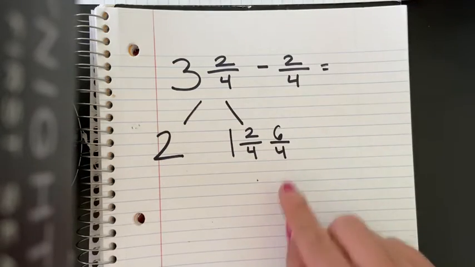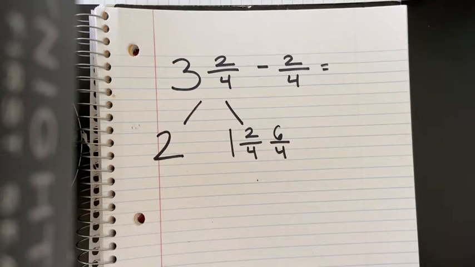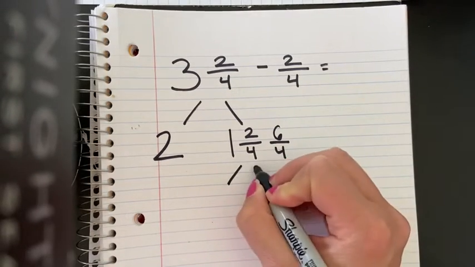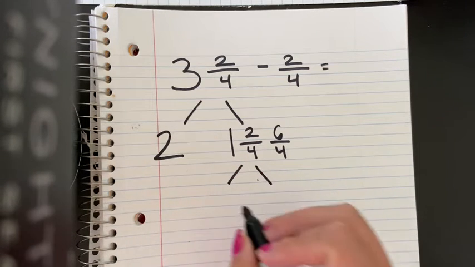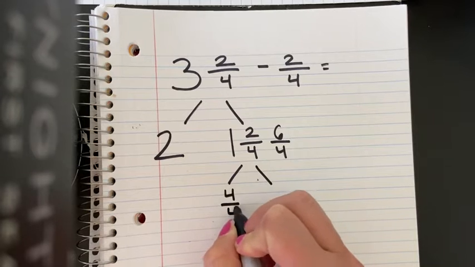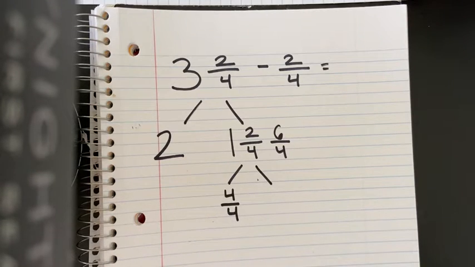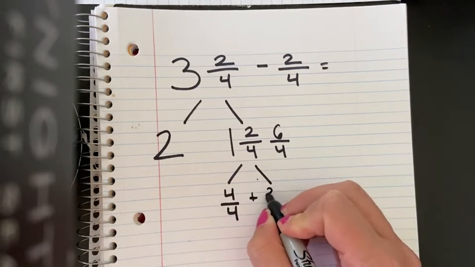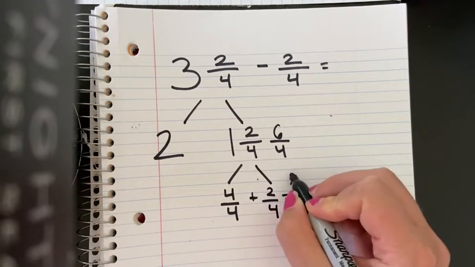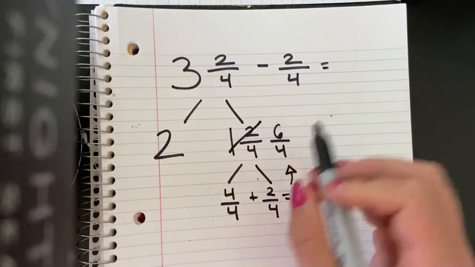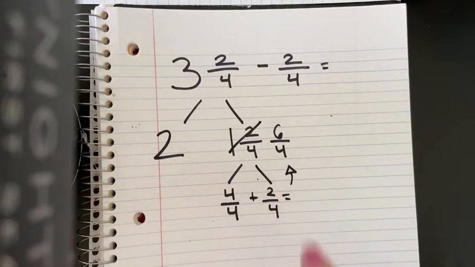Now I know you see that I have the 6/4 because I've already converted, but I want to show you how I was able to convert it. Well, I know that since I have 1 whole and my denominator is 4, that 1 whole is equal to 4/4. So all I have to do is add that with the fraction part, giving me 6/4. So now I have that improper fraction with the whole number.